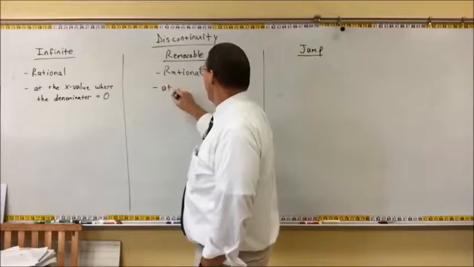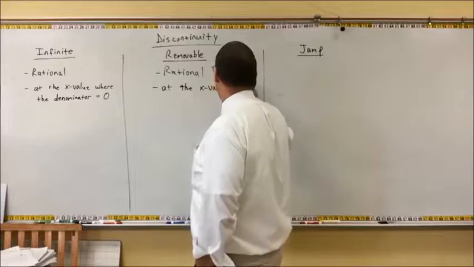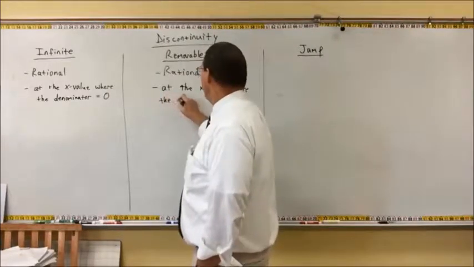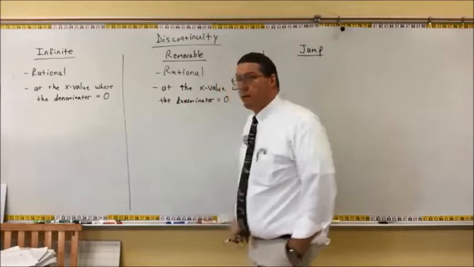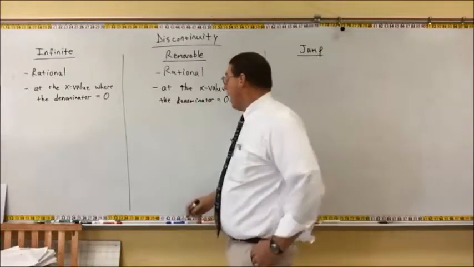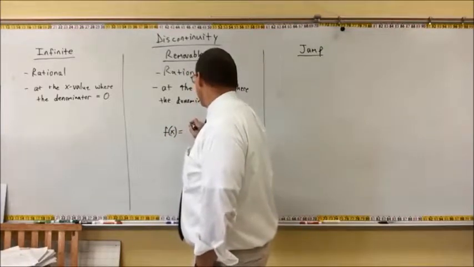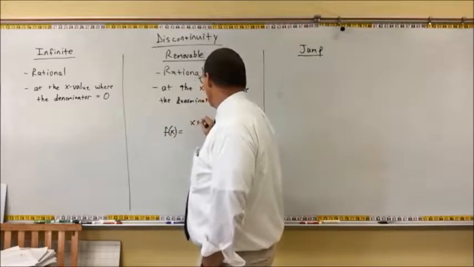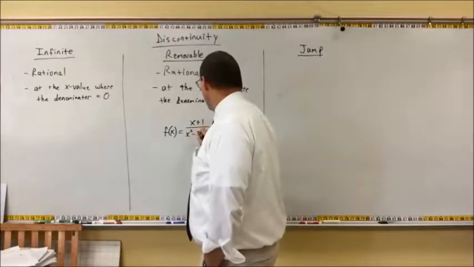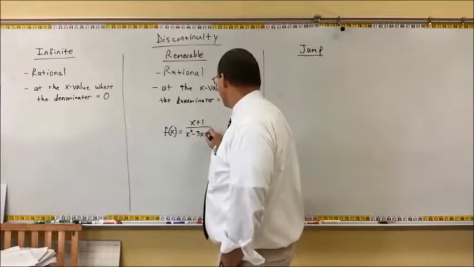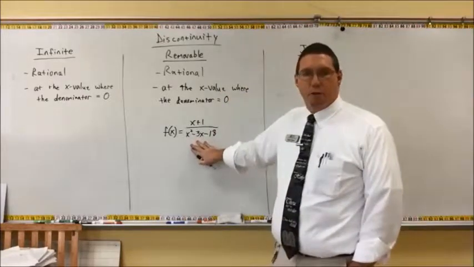Removable discontinuities are going to occur at the x values where the denominator is equal to 0. So this is easy to notice, actually. All you have to do with any function is take the denominator and set it equal to 0. So let's say that I have f of x is equal to x plus 1 over x squared minus 3x minus 18. Okay? Now, in this particular case, we would need to factor the denominator.